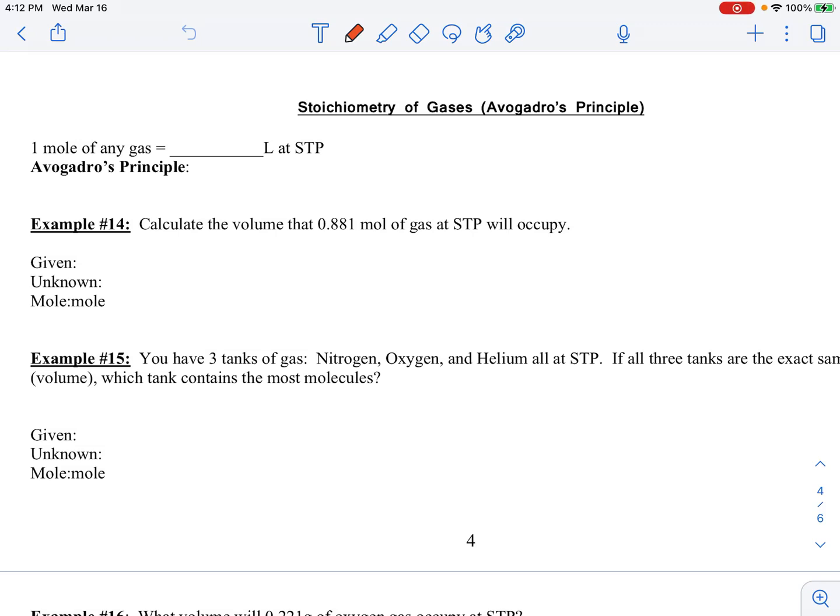All right, today we are going to go through Avogadro's principle, which is the stoichiometry of gases. So Avogadro's principle states that at STP, which, let's talk about what STP is. STP stands for standard temperature and pressure. Standard temperature is 0 degrees Celsius, also known as 273 Kelvin. Remember, we talked about Kelvin at the start of the school year. And standard pressure is 1 atm. ATM stands for atmospheric pressure.